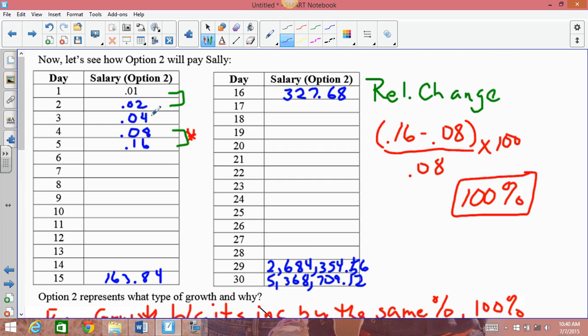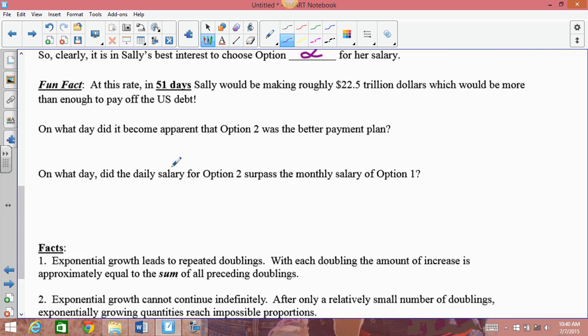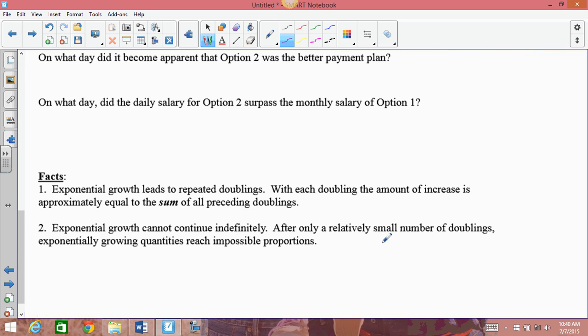It's 1 penny less than the next one. If you add the first three together, that's 7 cents. That's 1 penny less than the next one. If you add these together, you're going to find that's 15 cents, which is 1 penny less. So that's what it's saying, that the sum of these is approximately what the next doubling would be. And the other fact it says down at the bottom: in general, exponential growth cannot continue indefinitely.